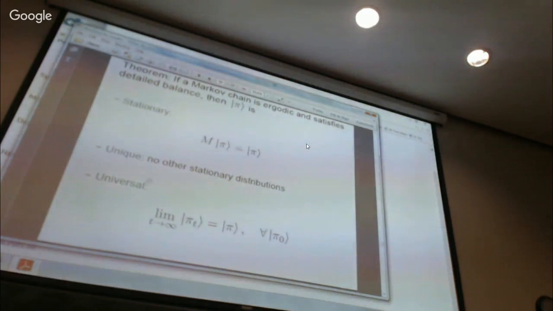It's unique, which means there's no other stationary distributions. And it's universal, which means that irrespective of my starting criterion, I will tend towards this limiting distribution. So this is the fundamental theorem of Markov chains and governs when they have a suitable limit, a stationary limit. Okay.